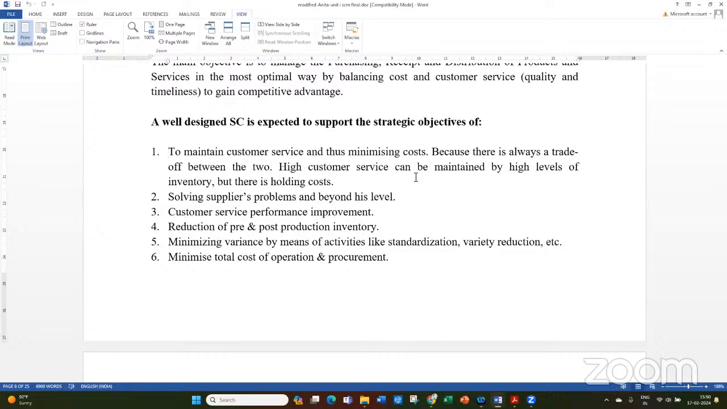But if you keep low inventory, you are occupied with more capital. So one objective is how to maintain customer service and minimize the cost. How do you solve these problems, especially in the supply chain?